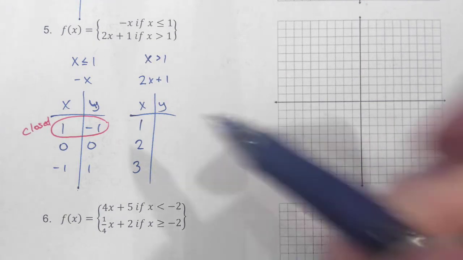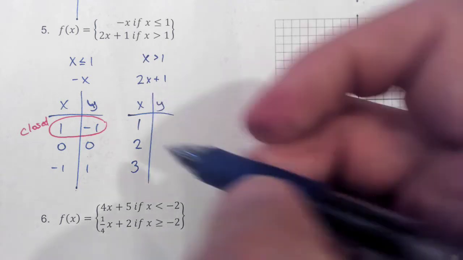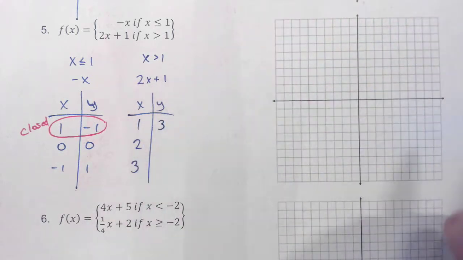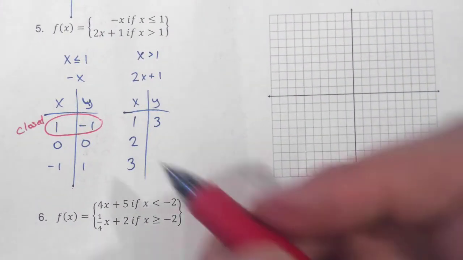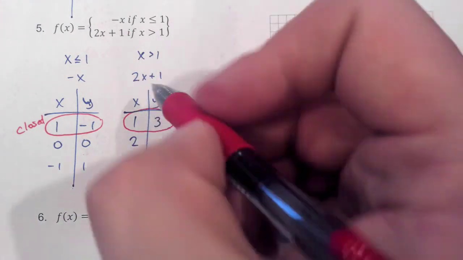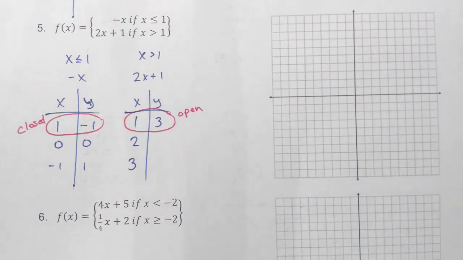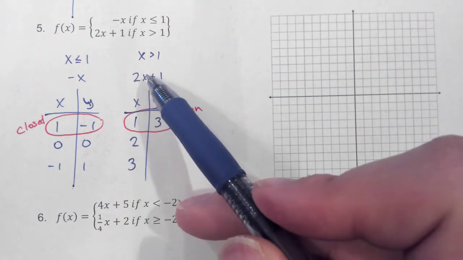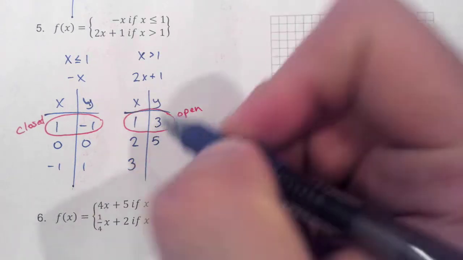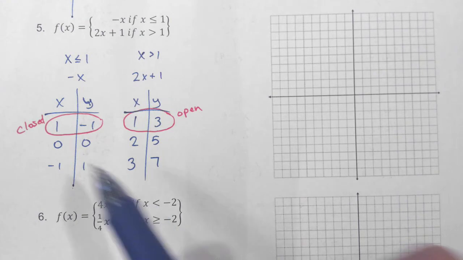Next one, plug in 1. This time our function is 2 times that plus 1. So 2 times 1 is 2, plus 1 is 3. Stop there. Don't want to forget this one, first point. That symbol says this is a big open circle. Okay, now we plug in. 2 times 2 is 4. 4 plus 1, 5. 2 times 3 is 6. 6 plus 1, 7. Now I just got to plot them.